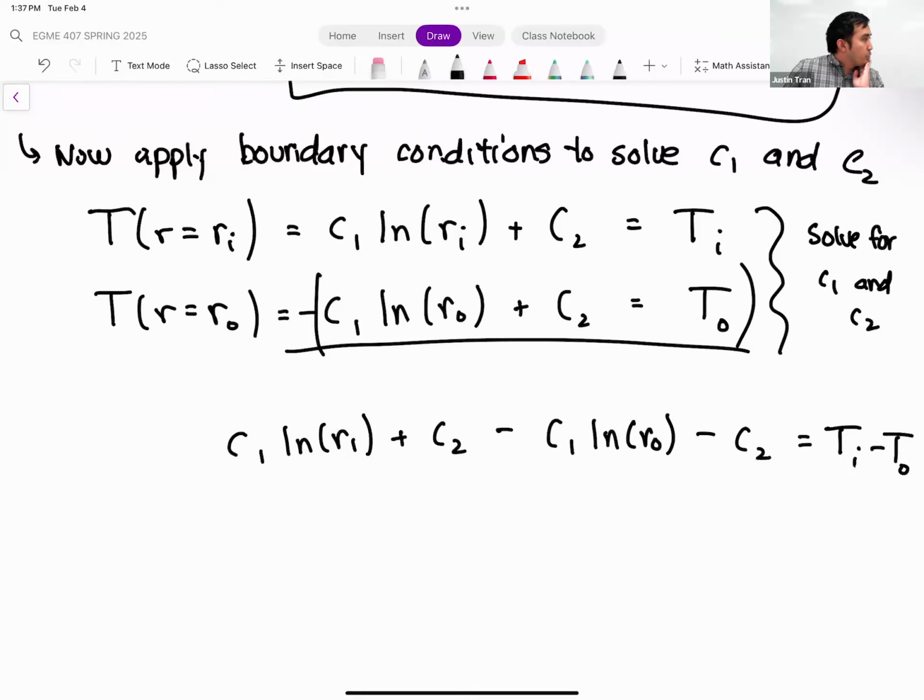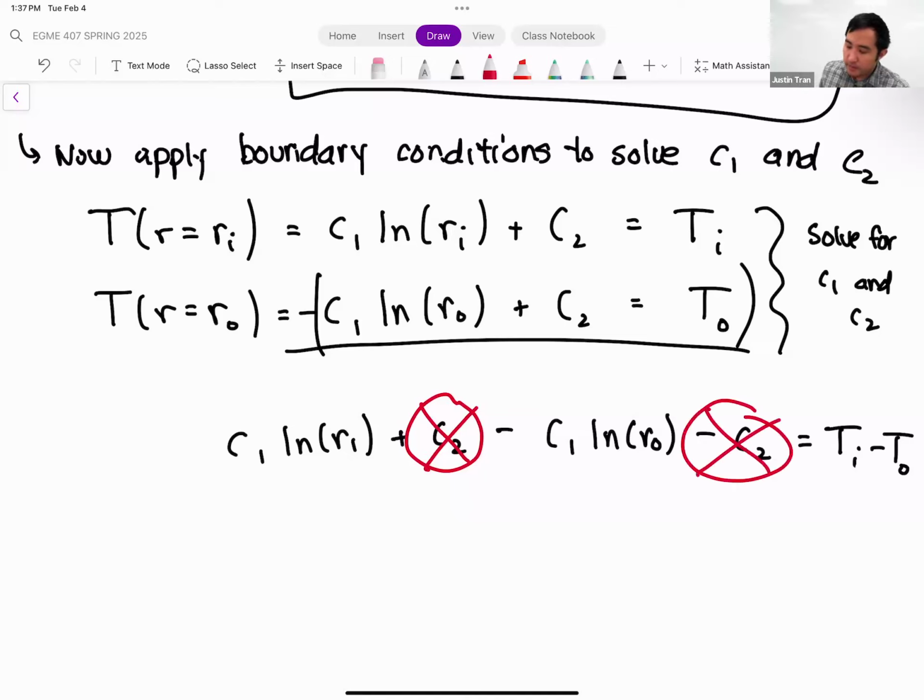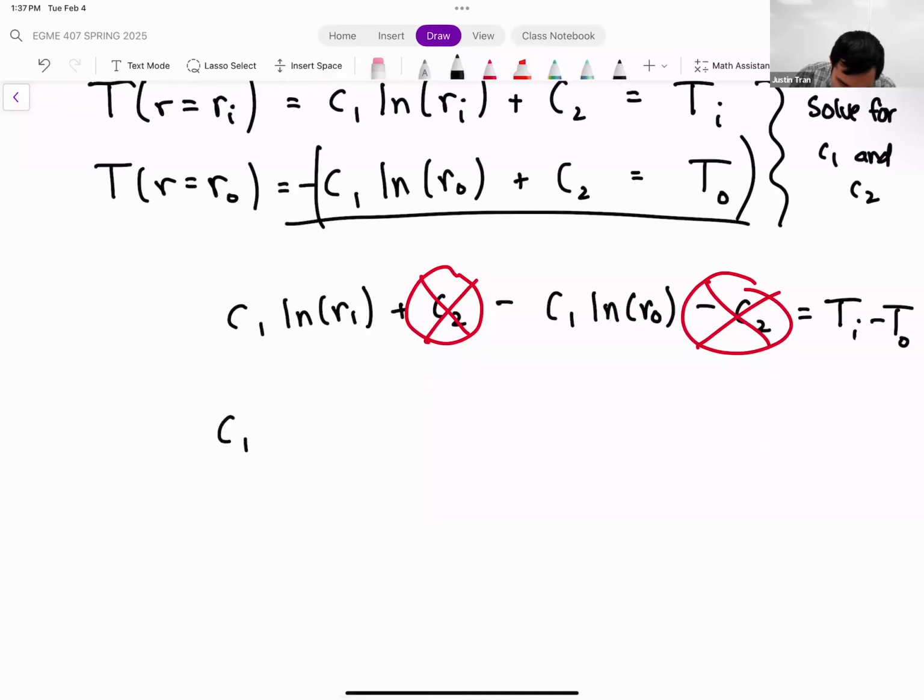Okay. So you can see by doing this, we have a plus C2 and a minus C2. Those two terms are going to cancel out. That's good. That eliminates one of the unknowns. And so all we're left with is just an expression to solve for C1. So you have C1 ln of Ri minus C1 ln of Ro is equal to Ti minus To.